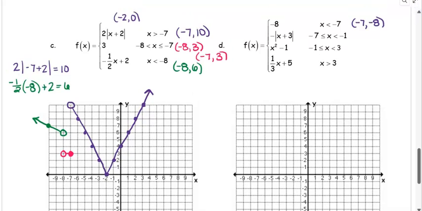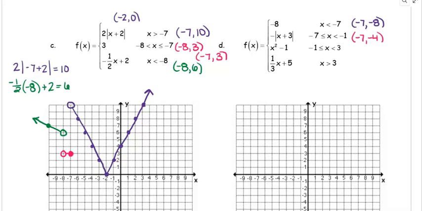All right, I now want the negative absolute value of x plus 3. Well, I'm going from -7 to -1. So I'm going to plug that -7 in. When I do -7 plus 3, that gives me a -4. Absolute value of -4 is 4, and then I have a -4, so -7, -4.